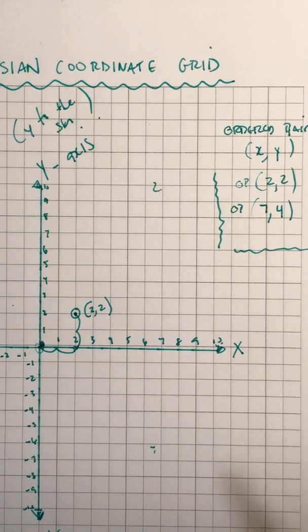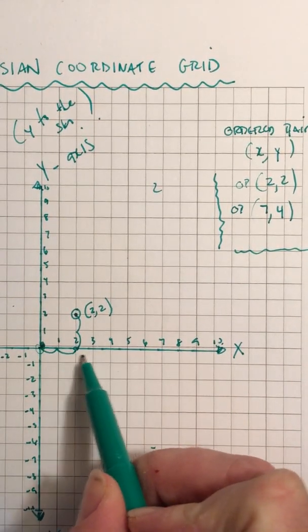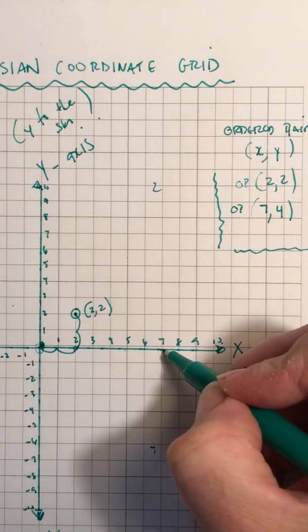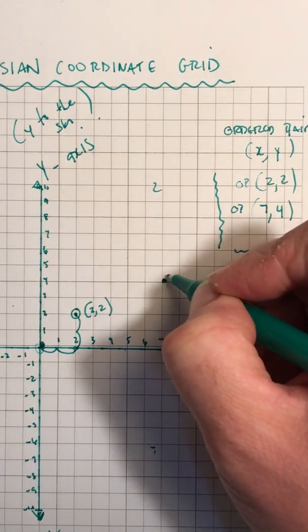Okay, that's annoying. Okay, so we're not going to do that anymore. So let's go out 7. 1, 2, 3, 4, 5, 6, 7 on the x-axis. Now we're going to go up 4. 1, 2, 3, 4. There's our point right there.